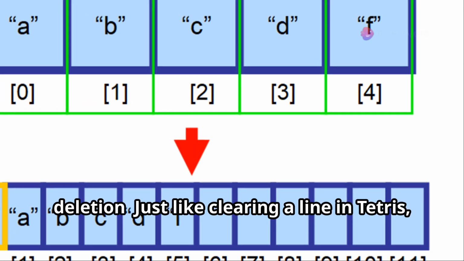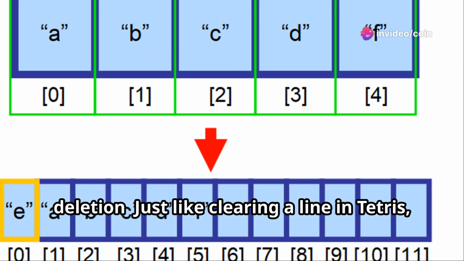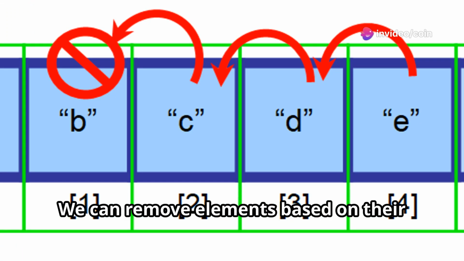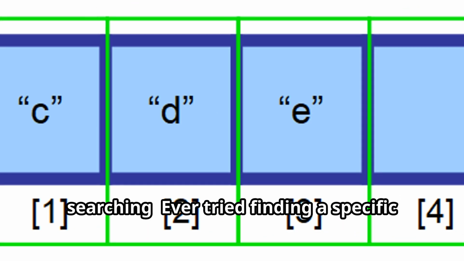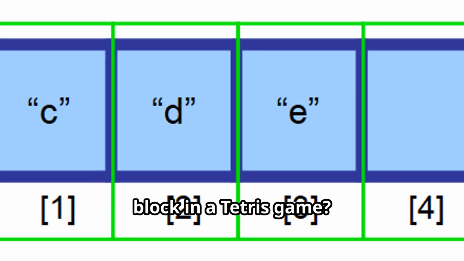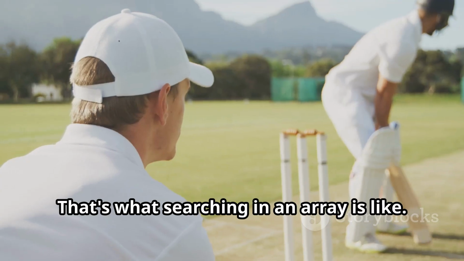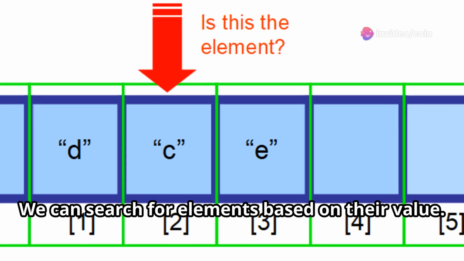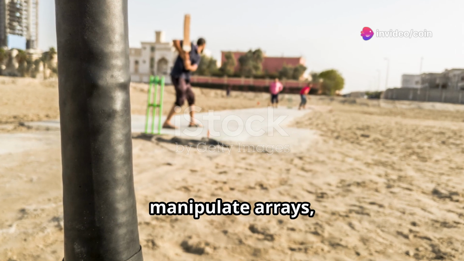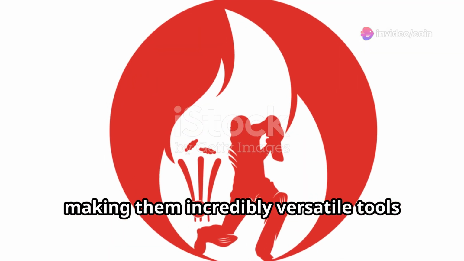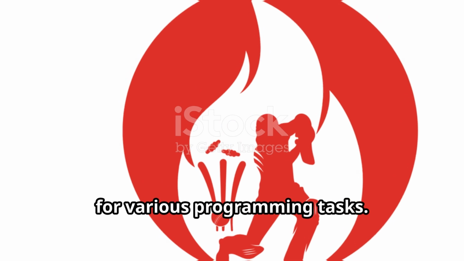2. Deletion. Just like clearing a line in Tetris, we can delete elements from an array. We can remove elements based on their index or their value. 3. Searching. Ever tried finding a specific block in a Tetris game? That's what searching in an array is like. We can search for elements based on their value. These operations allow us to modify and manipulate arrays, making them incredibly versatile tools for various programming tasks.